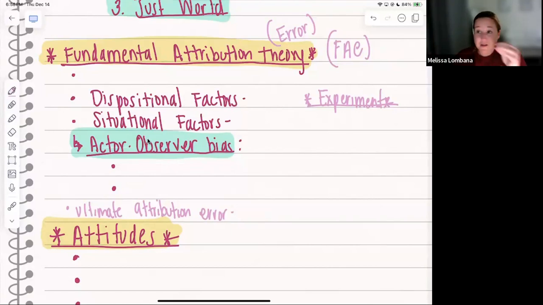So the group that saw her being nice believed that she was always nice. Like that was an internal factor. And when she was mean, they believed that she was mean as well. Okay? So they blamed whatever behavior it was, it didn't matter if it was good or bad, on an internal factor. So always good to know that. And that's basically it for attribution.